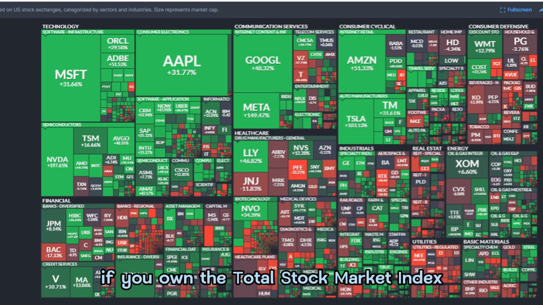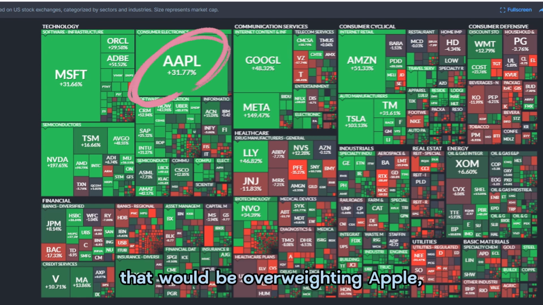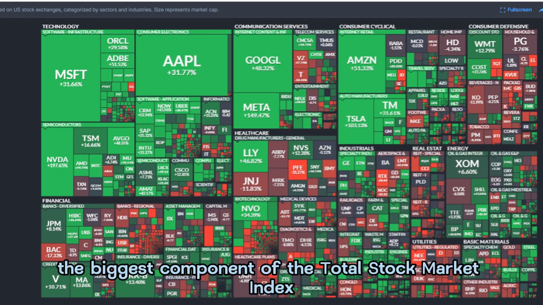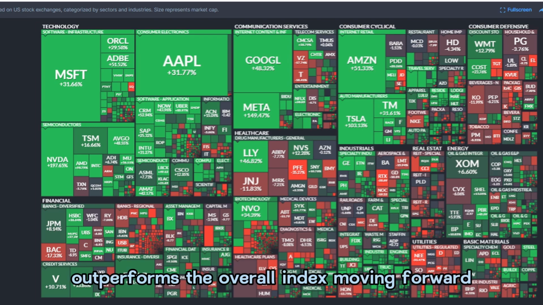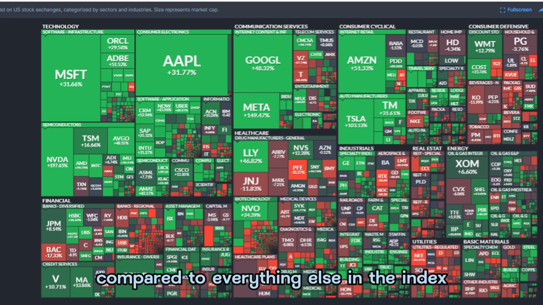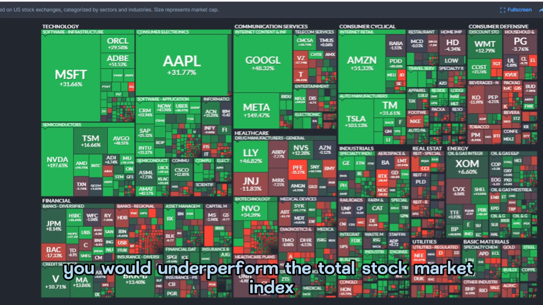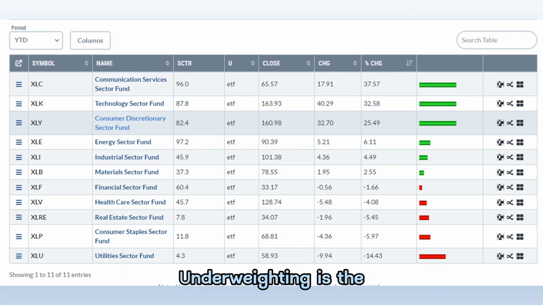For example, if you own the total stock market index pictured here via the FinViz total market, but you also bought shares of Apple stock, that would be overweighting Apple because it is already the biggest component of the total stock market index, and you also bought more of it by buying Apple stock directly. Overweighting can work to your advantage if that stock or asset class outperforms the overall index moving forward, but in this example, if Apple struggles in the coming years compared to everything else in the index, you would underperform the total stock market index because you overweighted Apple, and it had a smaller return compared to owning everything else at a higher percentage. Underweighting is the opposite of that.